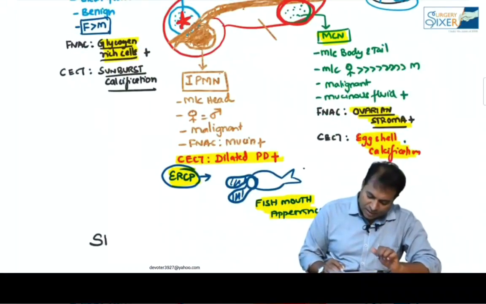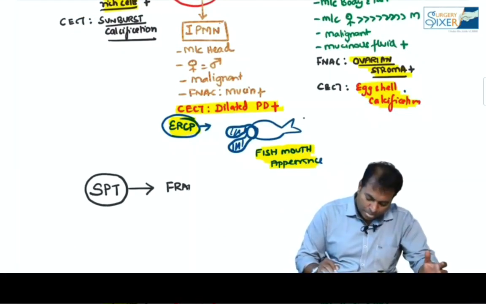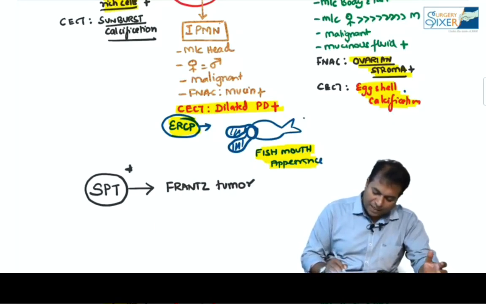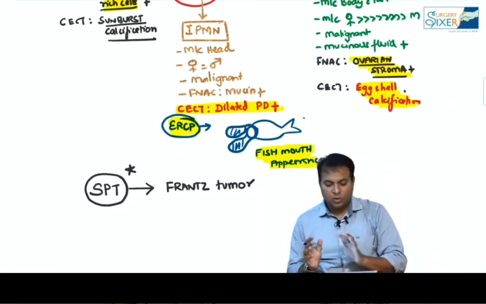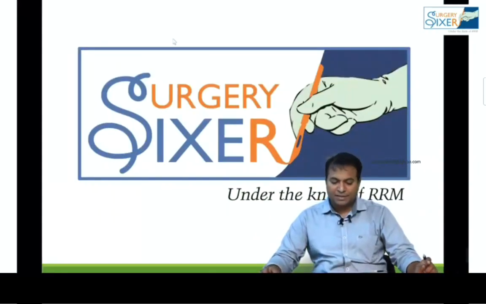Another cystic neoplasm is SPT, solid papillary tumor, which is also a type of cystic neoplasm. It's also known as Frantz tumor. So please don't forget these tumors of pancreas. These are the various tumors of pancreas which are asked in the exam. Though I have discussed a little bit too much, these are all high yield MCQs for institute exams.